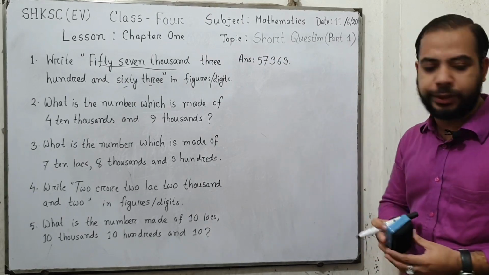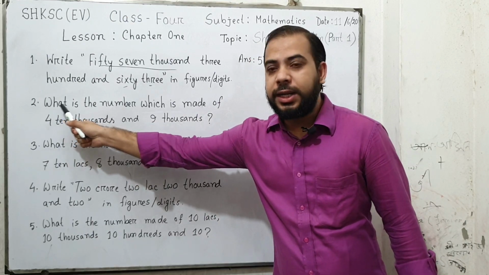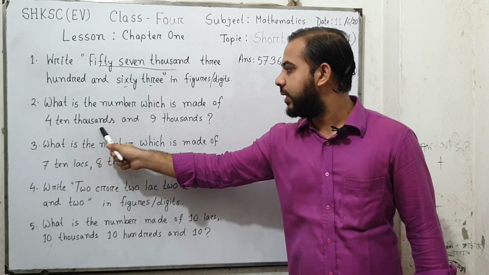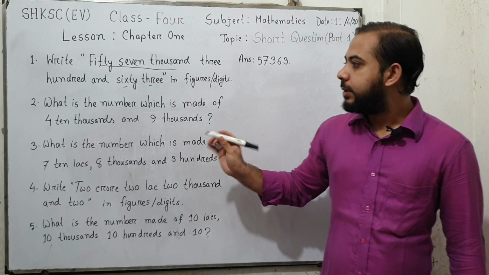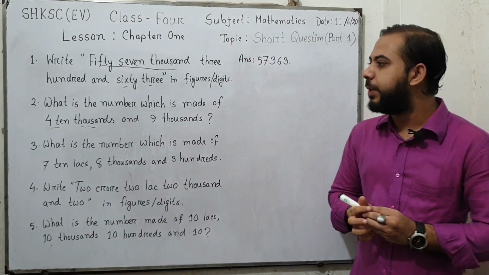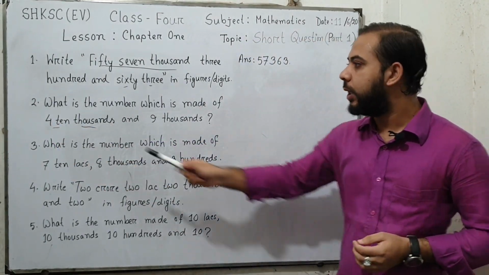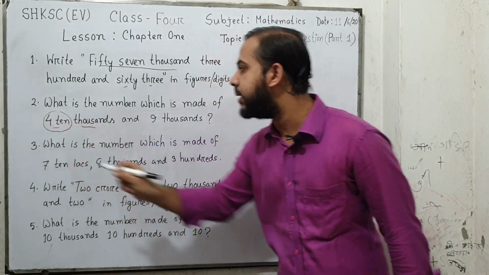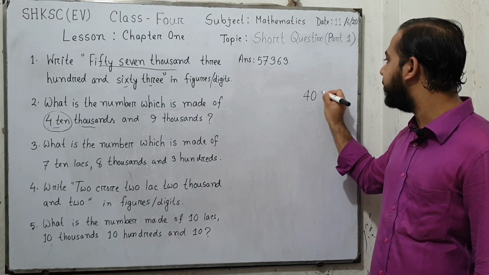Now move on to the second question. The second question says, what is the number which is made of 4 10,000s and 9,000s? At first we have to say 4 10,000s here. So what does it mean? 4 tens are 40. So at first we have to write 40,000 here. 4 10,000s means 40,000; we are doing rough work at first.